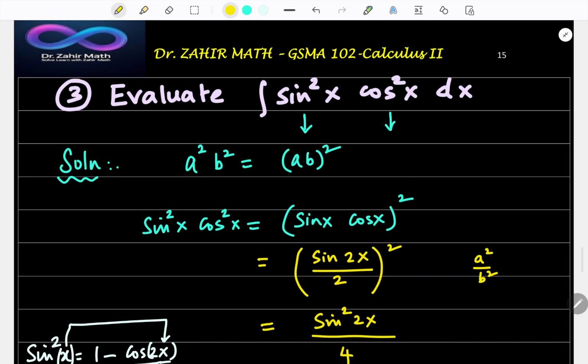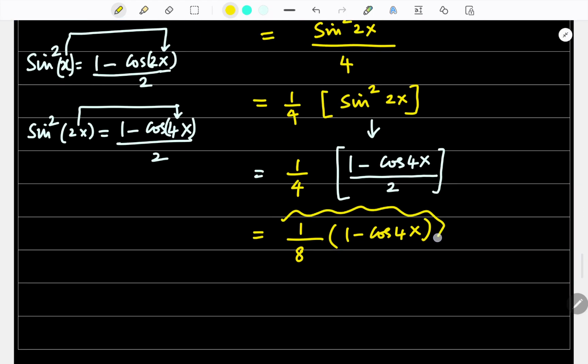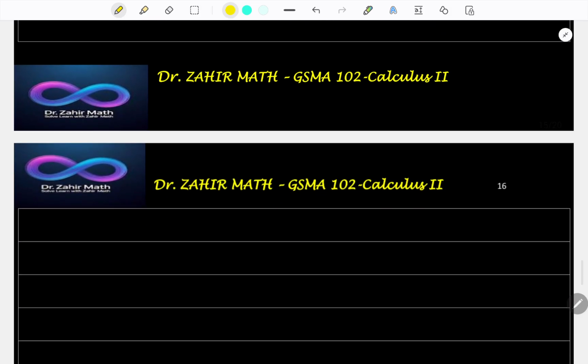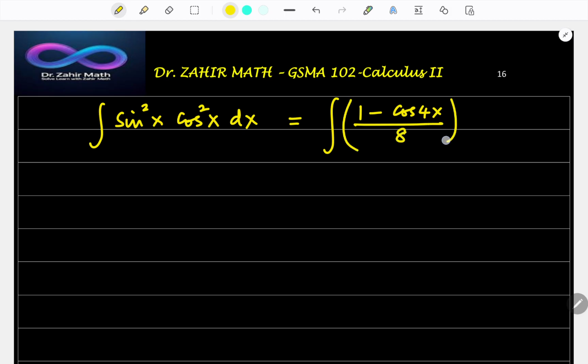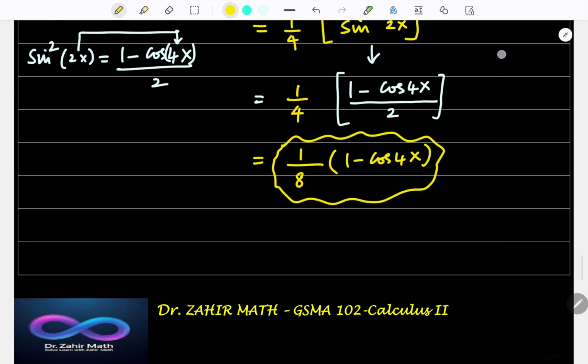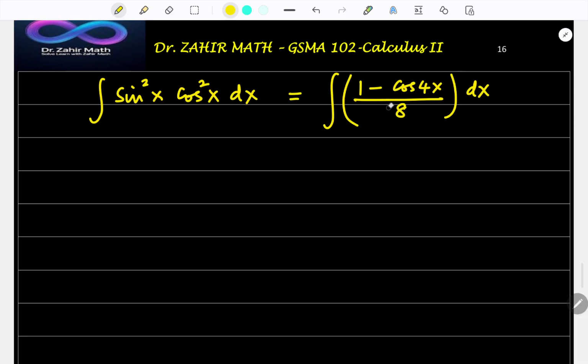So these are all simplification. So this question, sin²x cosine²x, converted into what? This part. Okay, right. So the integral of sin²x cosine²x dx is converted into the integral of (1 minus cosine 4x) divided by 8 times dx. Let me check. Yes, 1 by 8. No problem, I put it as 8 here. You can also put 1 by 8 here. So this equals 1 by 8.